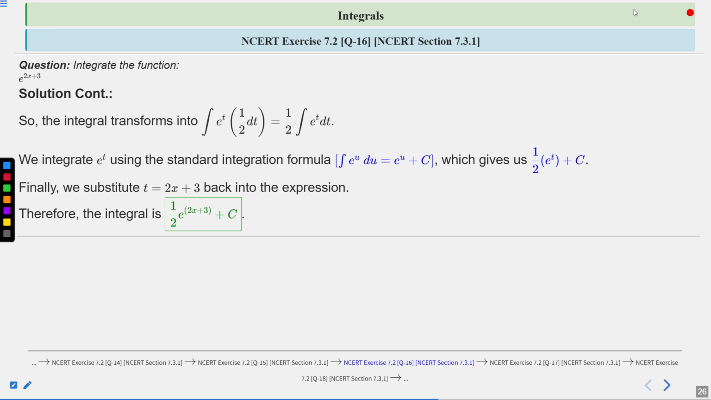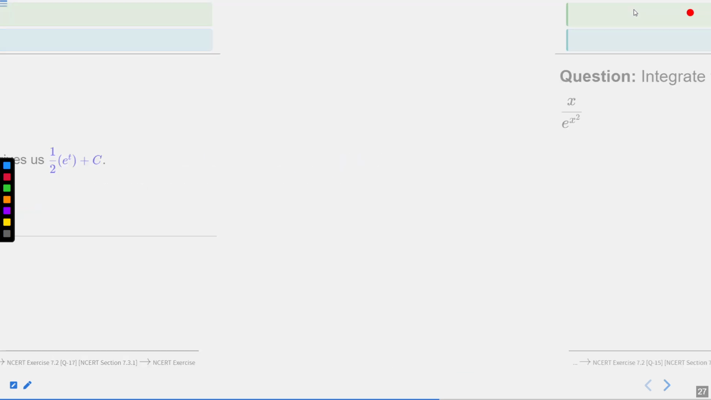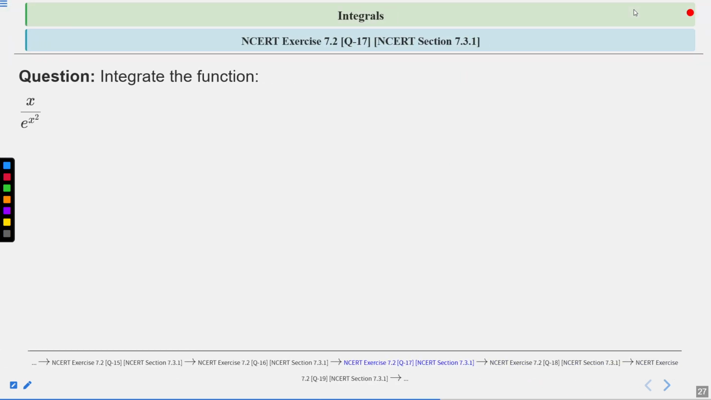Okay. So I hope it's clear to all. Let us move to the next question. Next question is NCERT exercise 7.2 question number 17. Integrate the function, and the function is basically x upon e to the power x square.